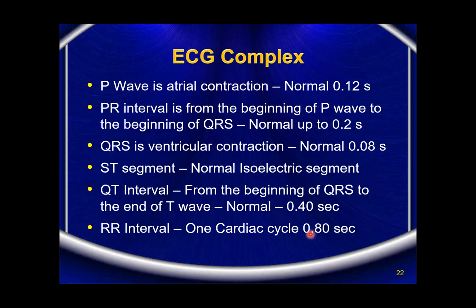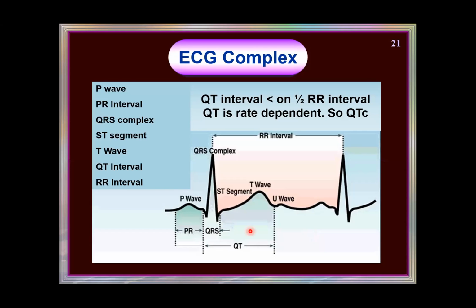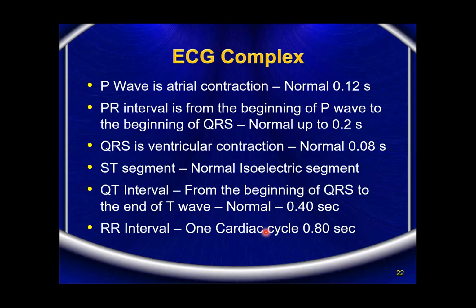Then the ST segment is the isoelectric segment. The QT interval is from the beginning of the QRS to the end of the T wave. That is what is called the QT interval. It should be less than half of the RR interval. The RR interval is the cardiac cycle.